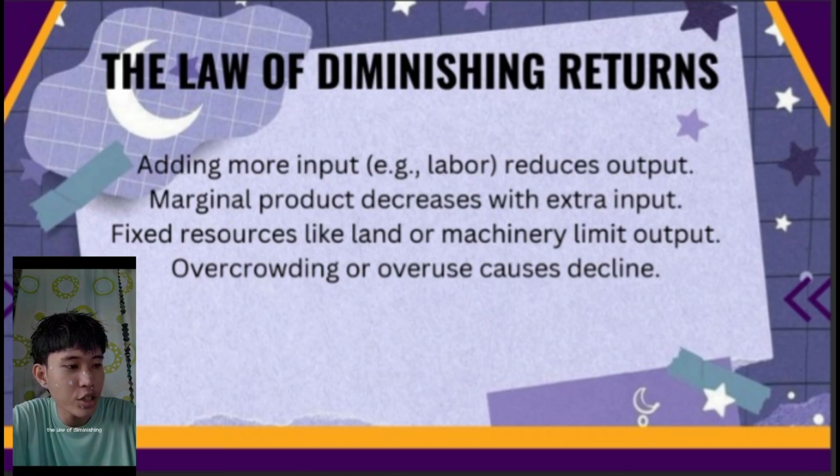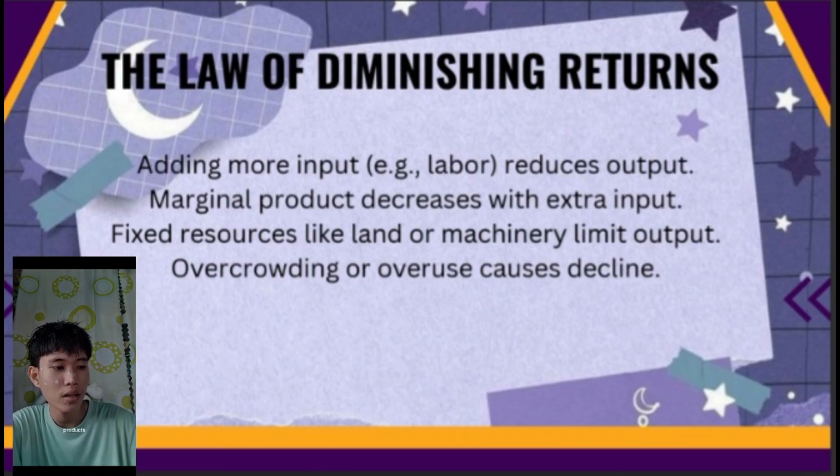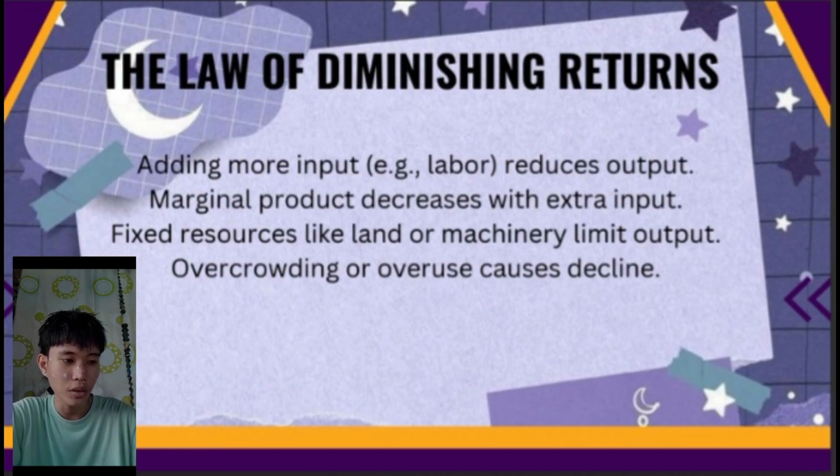The law of diminishing returns. Adding more input, for example labor, reduces output. Marginal product decreases with extra input. Fixed resources like land or machinery limit output. Overcrowding or overuse causes decline.